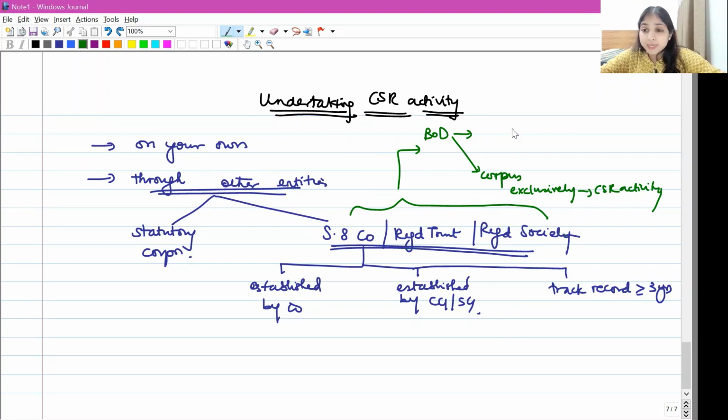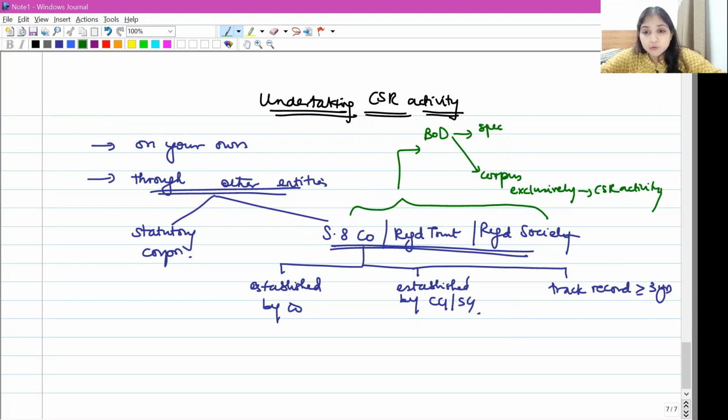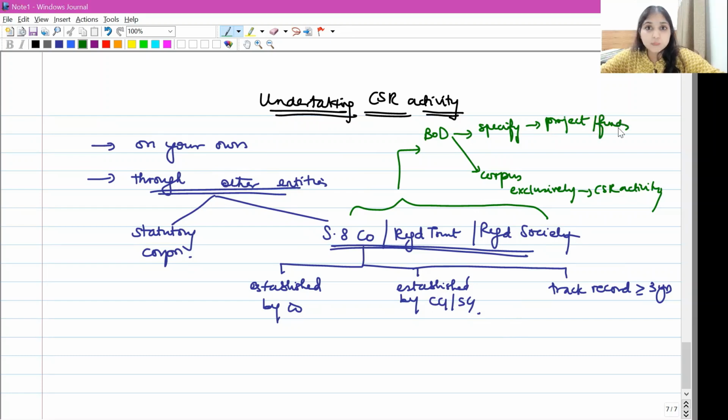Or if the company is not giving it into the corpus, then the board will have to specify for which project or for which activity the money has to be spent, how much funds has to be spent for which activity, and how the company is going to monitor whether this entity is properly spending this money or not. You're understanding? CSR activity, either the company can do on its own, or it can do it through other entities.